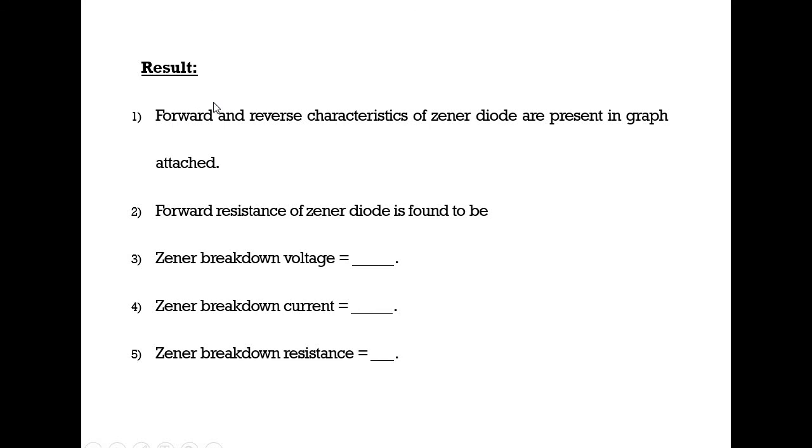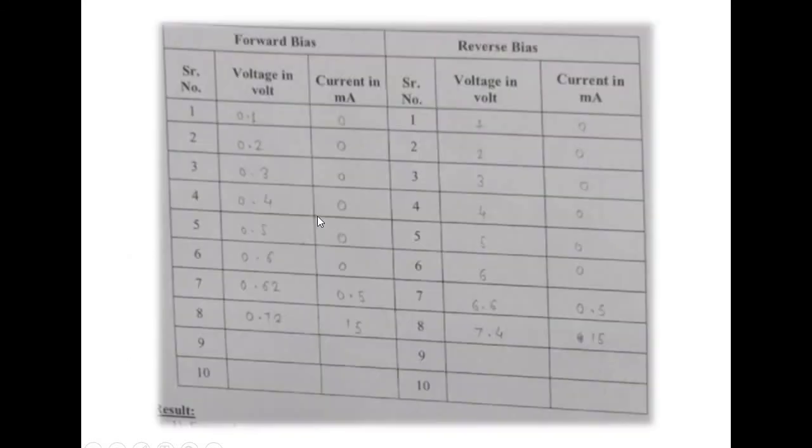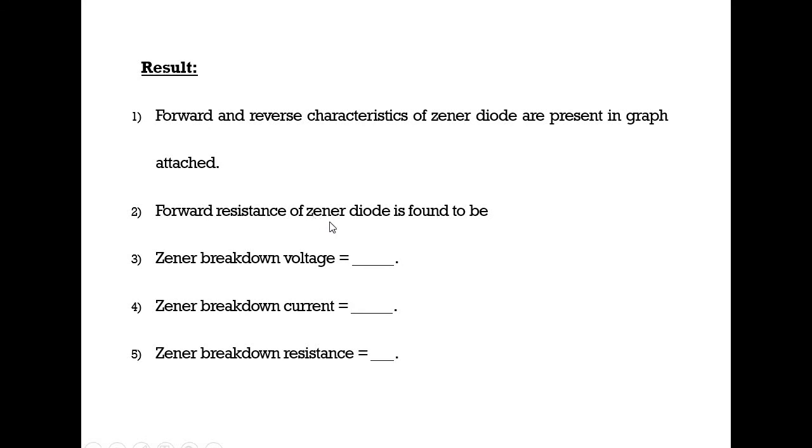The first result is that you have to plot the graph of forward and reverse bias characteristics of the Zener diode. Next to that, you have to calculate the forward resistance of the Zener diode. So the second point is you have to calculate the resistance of the Zener diode, that will be the forward resistance. Next, certain points are provided, and those are most important as far as this practical is concerned. That is the calculation of Zener breakdown voltage, Zener breakdown current, and Zener breakdown resistance.